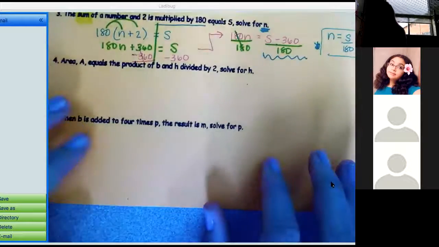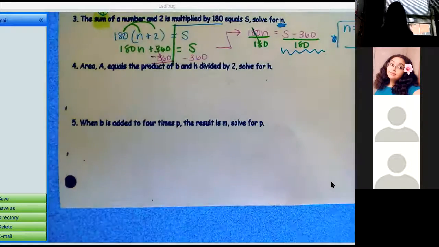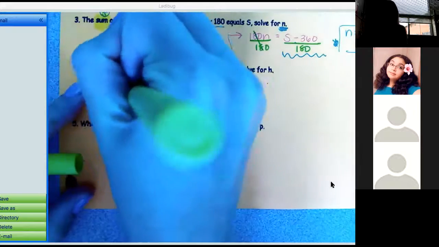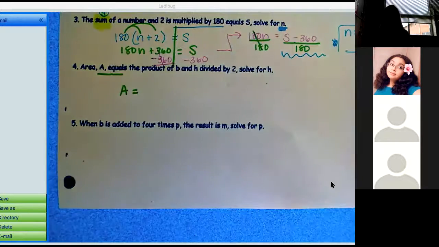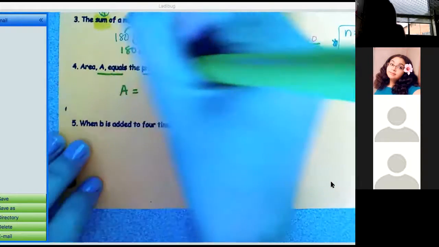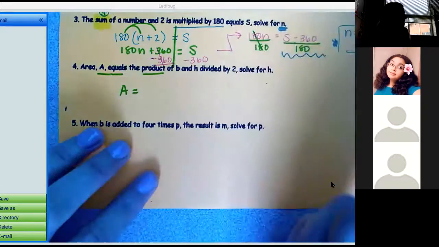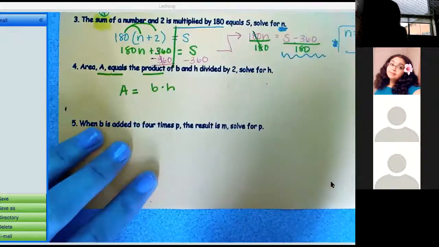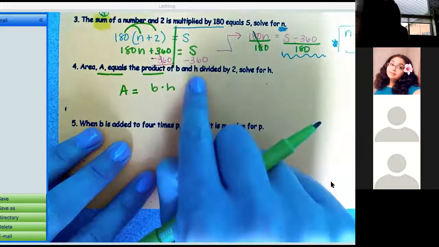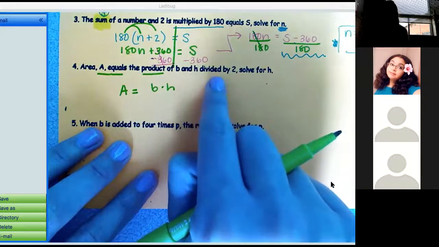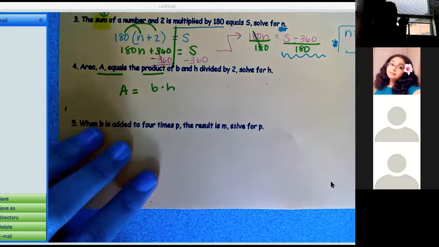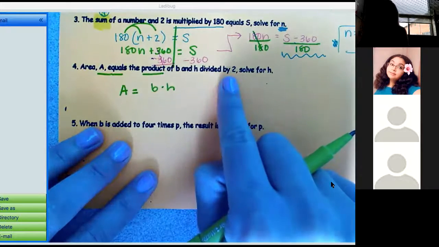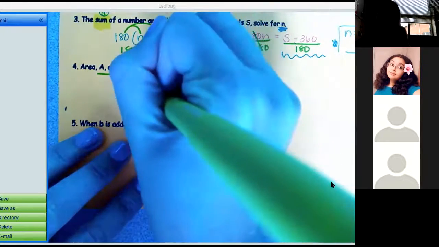All right. Number 4, area A equals. So the first thing you should write is A equals, correct? Right. Okay. What does it mean when it says product? Multiply. Good. So did you do b times h, because it says product of b and h? That's fine. You could just do bh because that's multiplying if they're touching. And then it says divided by 2, right?